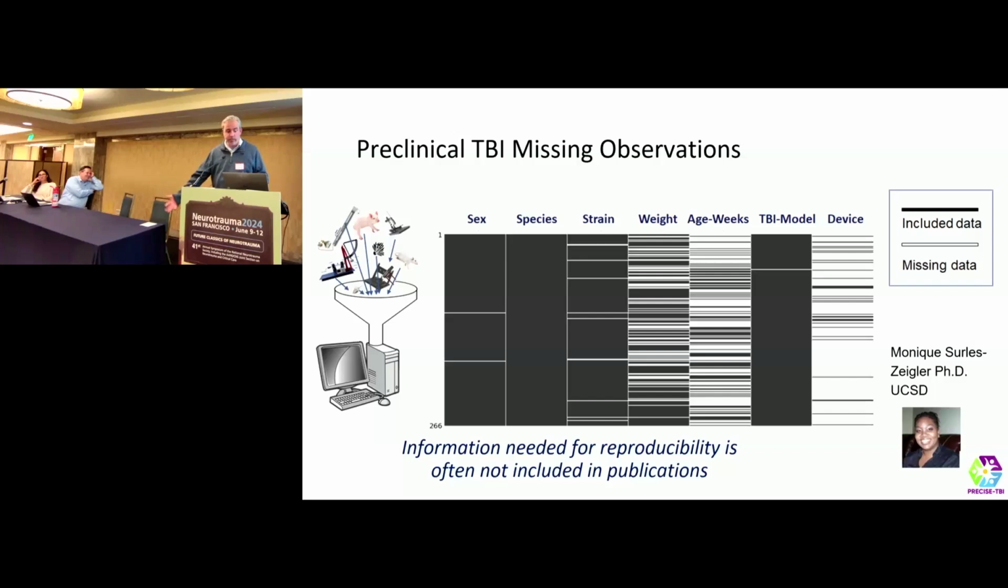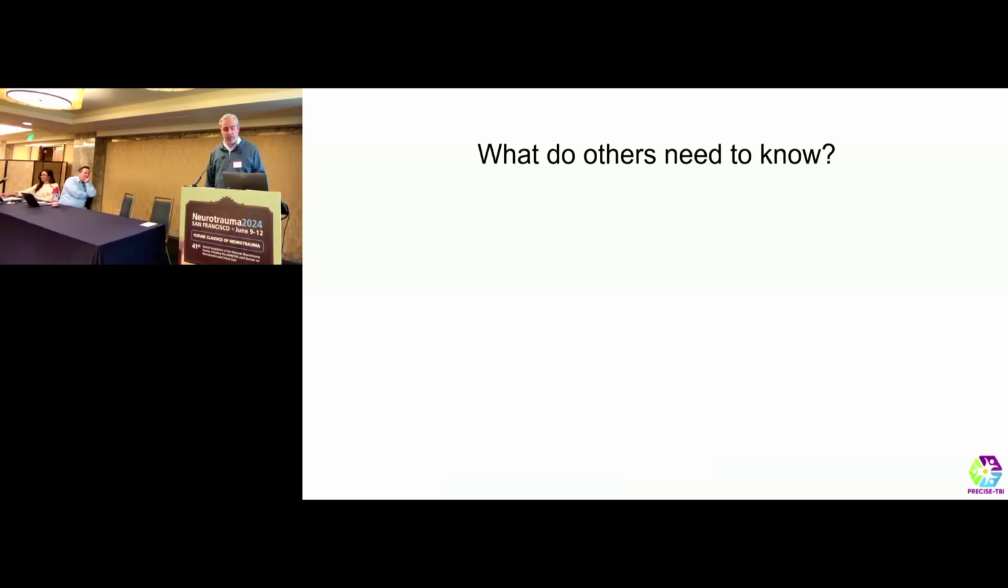Folks not reporting the strain exactly. Things like weight. Okay, obviously this means a lot. Their age in weeks, the TBI model, and even when we talk about the model, right? What type of device or who manufactures the device? Very few people are actually putting that into their data sets. And we have all of this information. We just need to make sure that we're including it and making sure that everyone is able to see these things so that we can go forward and be transparent about what we're doing.